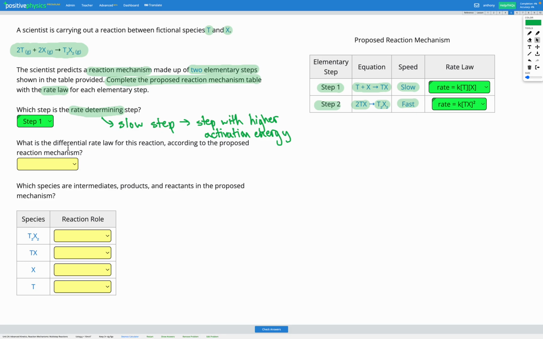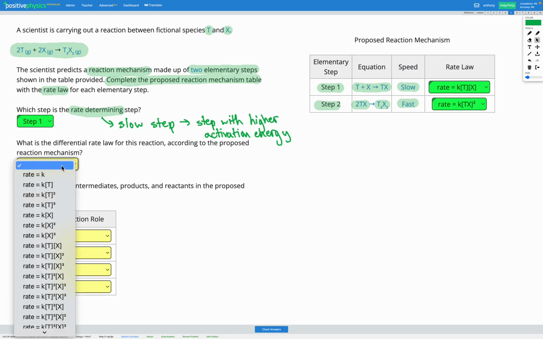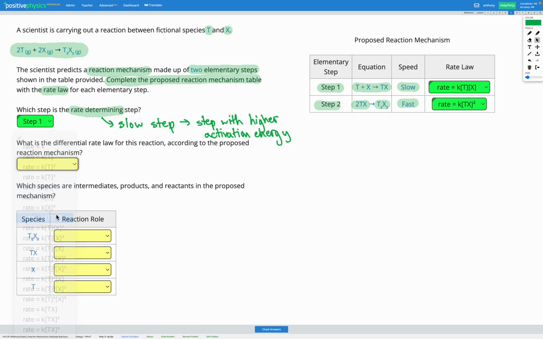And then when we're asked, what is the differential rate law for this overall reaction? Well, it's going to be the rate law for the slow step, which is step 1, the rate determining step, because that's going to be so much slower than step 2 that it doesn't actually matter how fast step 2 is happening. Step 1 is the one that is slowing us down. So the differential rate law is just based on step 1 of our proposed reaction mechanism, which is k times the concentration of T times the concentration of X. Okay, awesome. So we've used this proposed reaction mechanism to figure out what the proposed differential rate law would be.